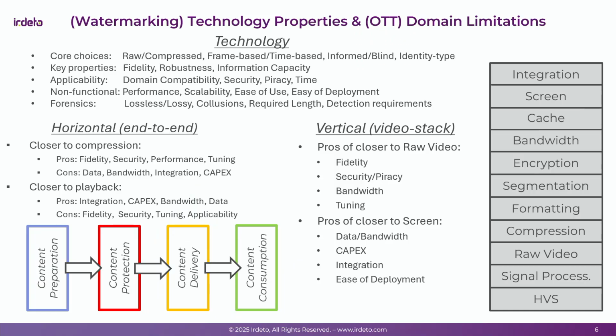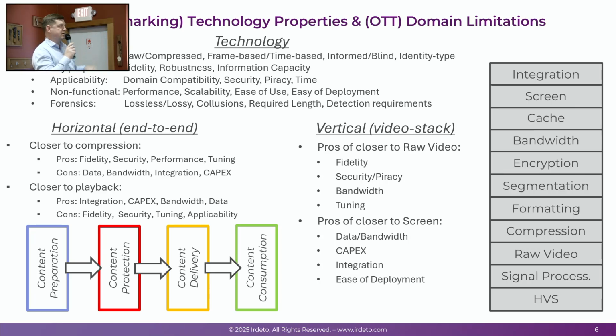And you can observe the problem in a horizontal way. When I say content preparation, I mean encoding, of course. When I say content protection, I mean packaging and encryption in that sense. When I say content delivery, I mean CDNs, and then content consumption, these are the players, decoders, devices. So you can try to deal with it in a horizontal way, or you can try to do it in a vertical way, which means, okay, I'm going to invest in the features of the watermark. All of this makes the job of a technology and a product in the domain of watermarking very complex.